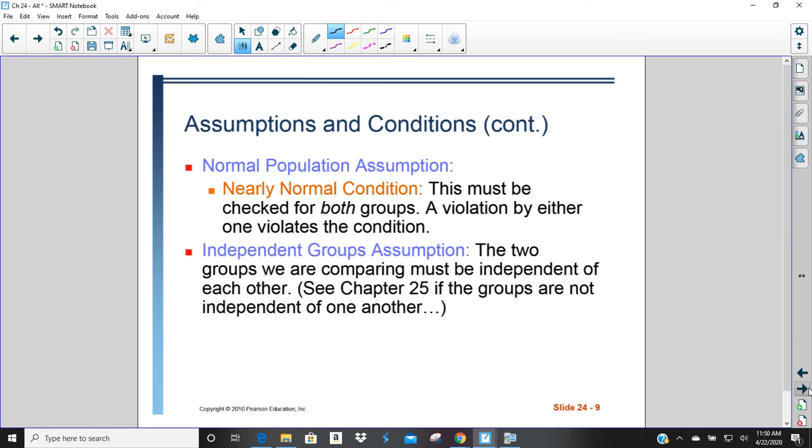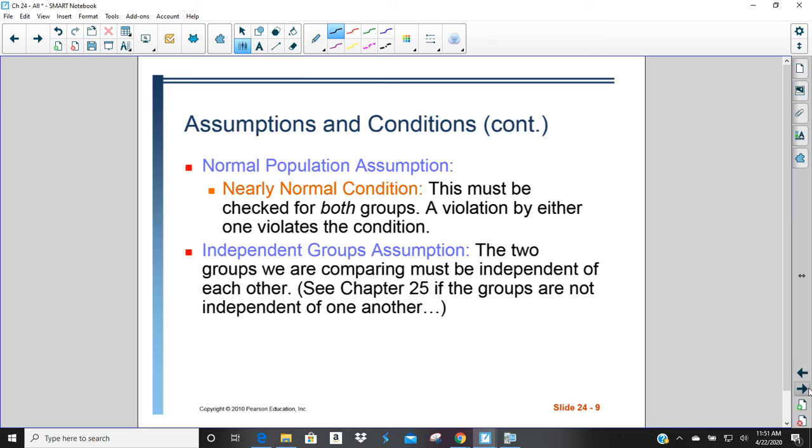Nearly normal. That's what we have to talk about. We have to look at it for both of the groups. In this case, with the batteries, the brand name and the generic. If we're talking about the soup, we're going to be doing it for the bottomless, meaning the refillable one, and the ordinary bowl.